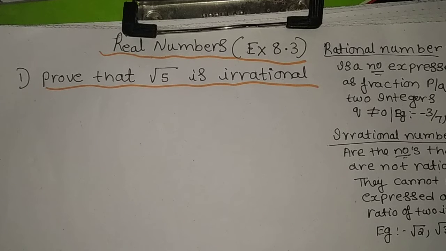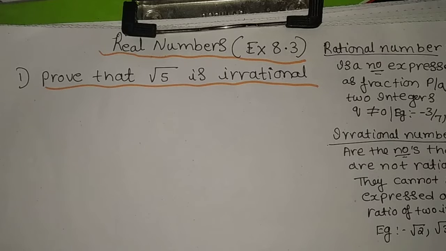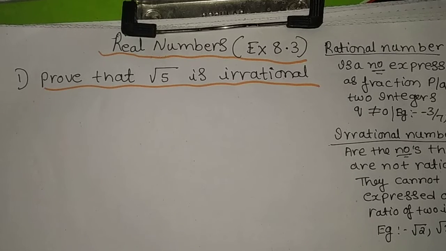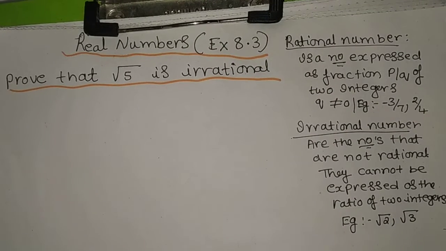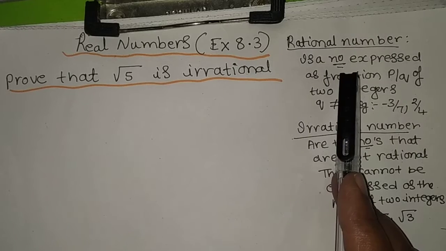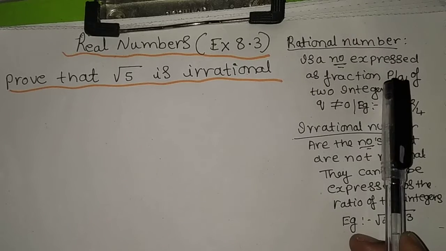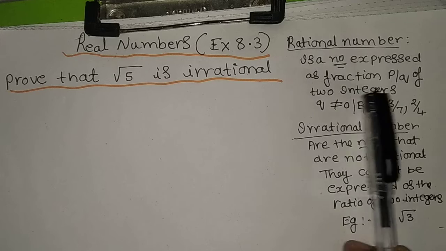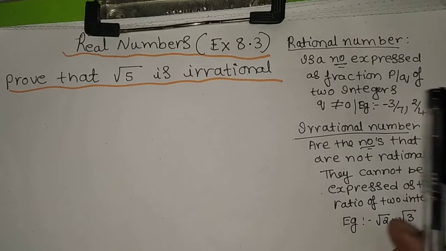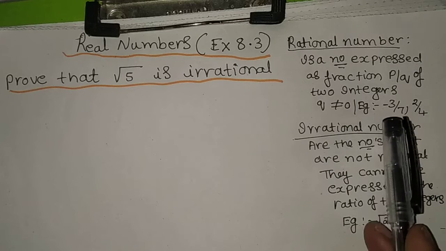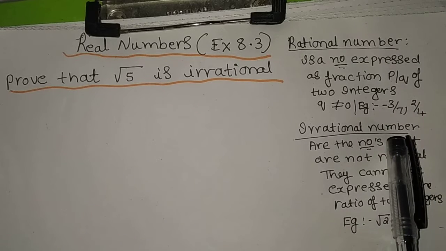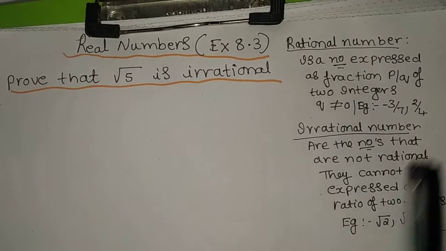Welcome back, students. In this class we study the chapter real numbers, exercise 8.3. So first problem. Here we first see what is a rational number and what is an irrational number. I have written the definition here. A rational number is a number expressed as a fraction p by q of two integers, q not equal to 0. Examples are minus 3 by 7 and 2 by 4.